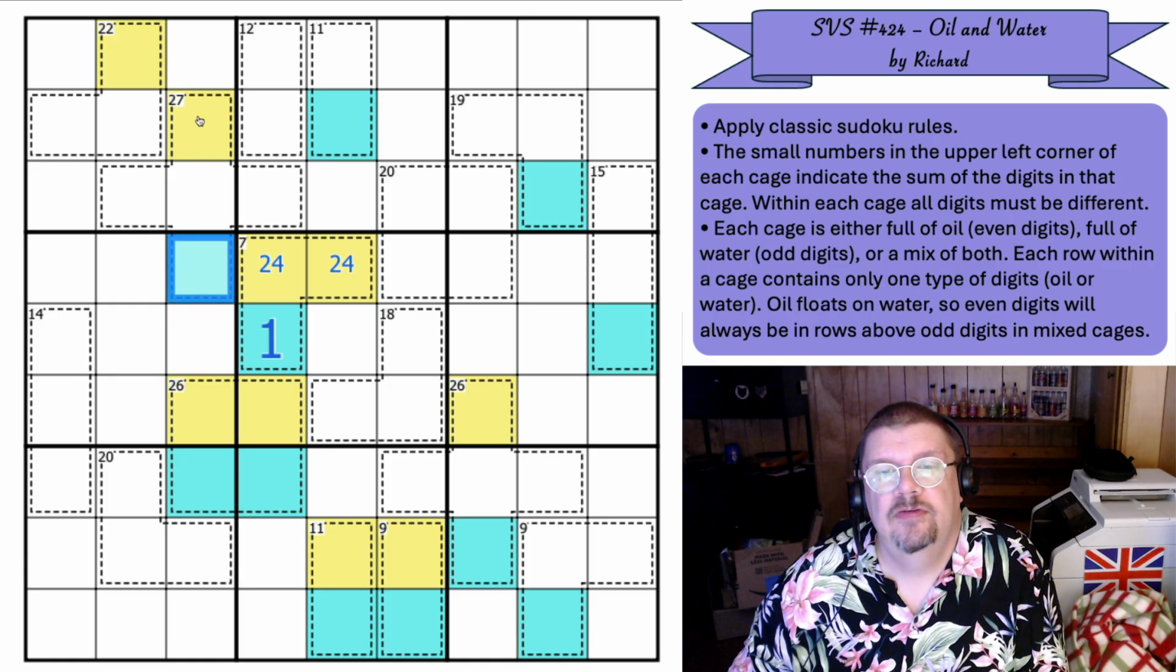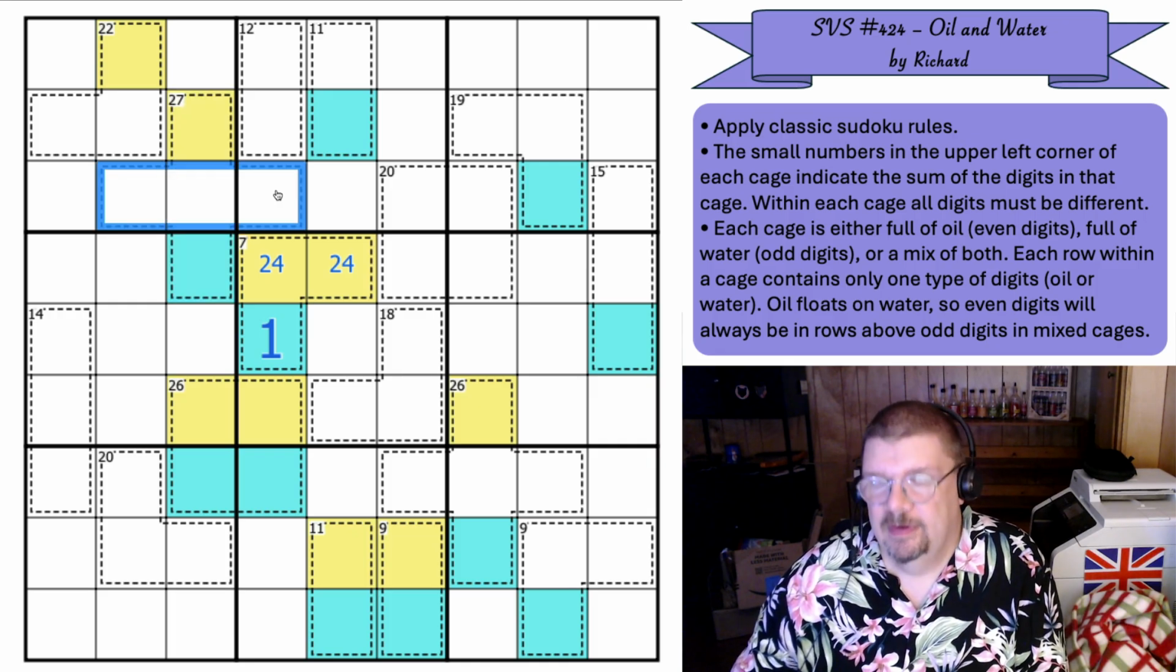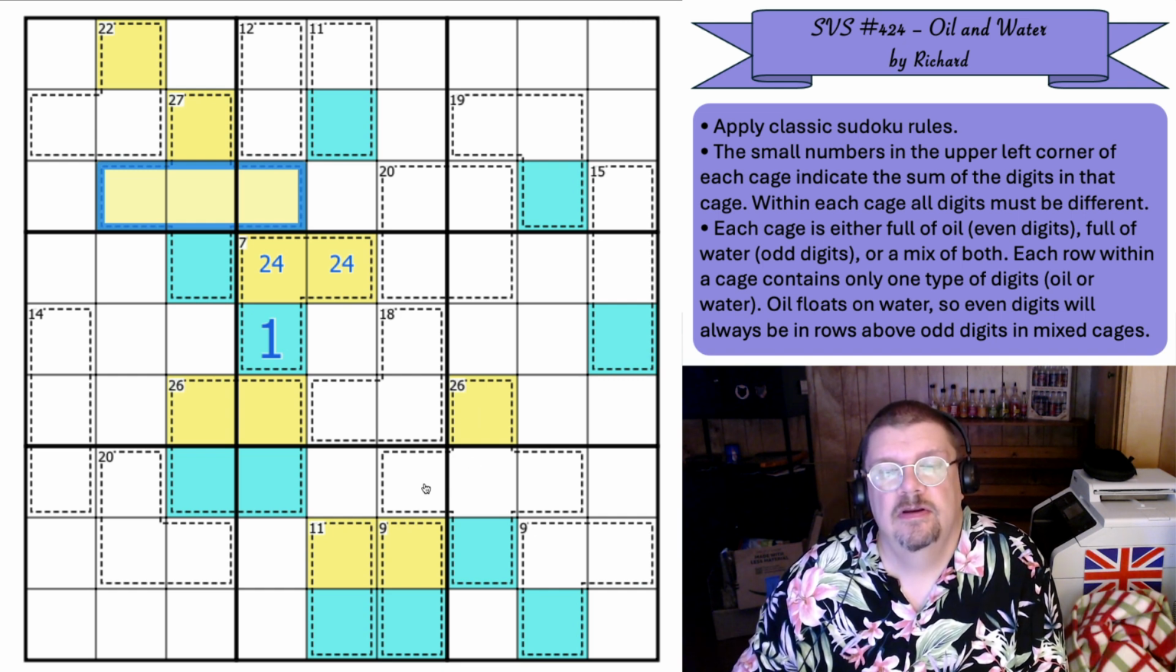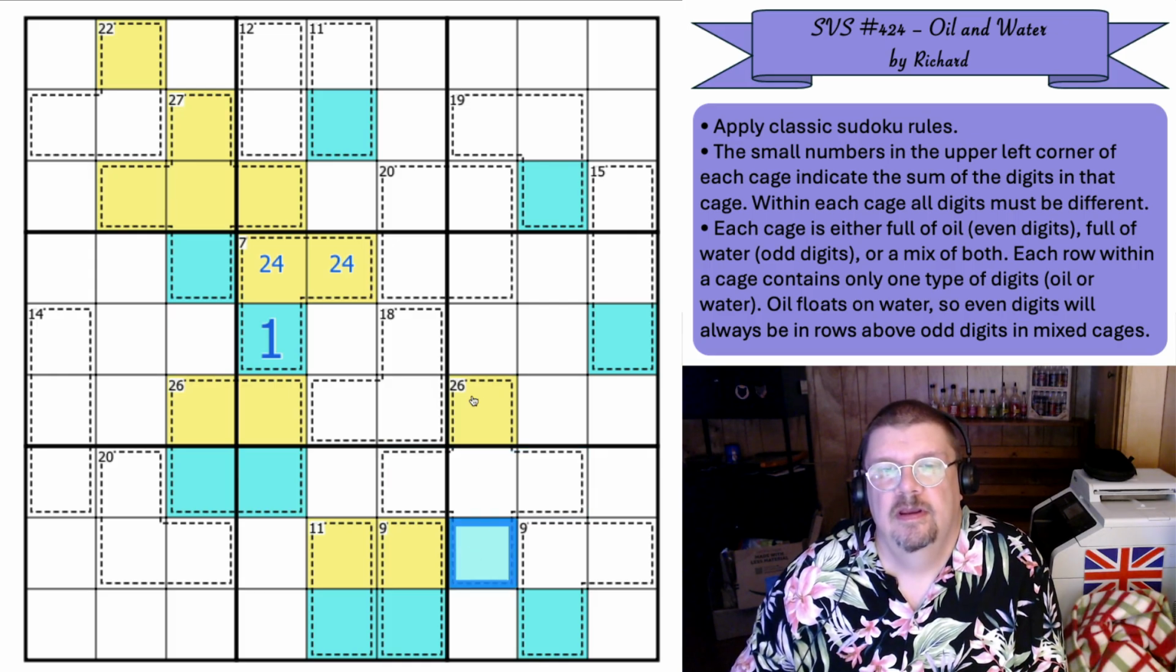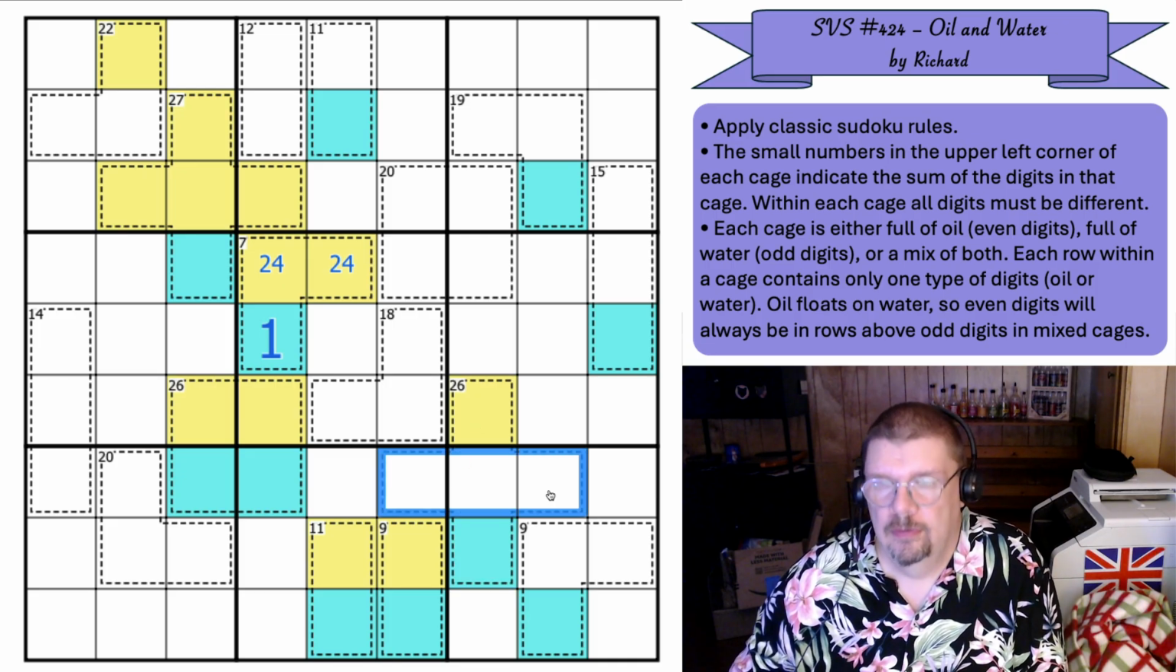Okay, this 27 cage, if these were water, then I would have 4 odd digits which sum to even, plus an even would make even, so that doesn't make sense. So these must be oil. And this 26 cage, if these were all oil, I would then have 4 even digits plus an odd digit, which would be an odd number. So these must be all odd.